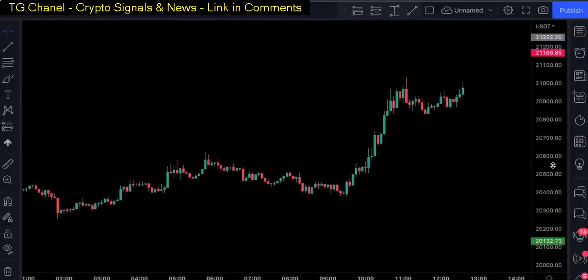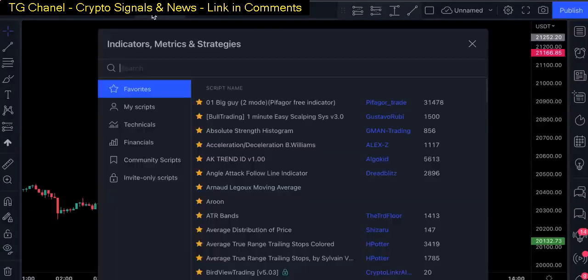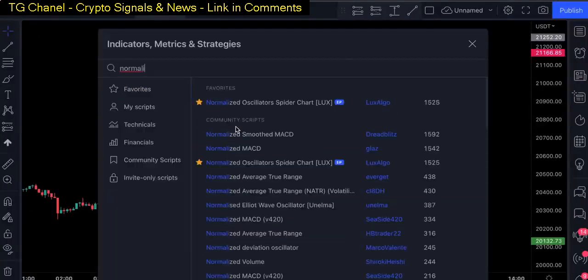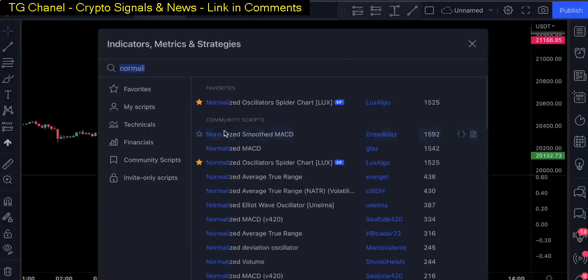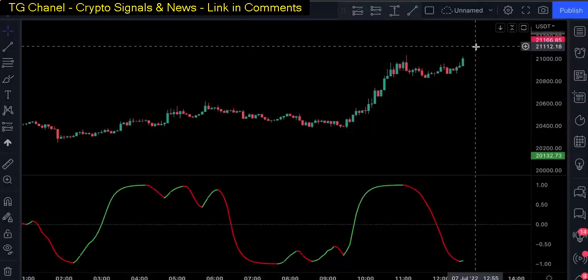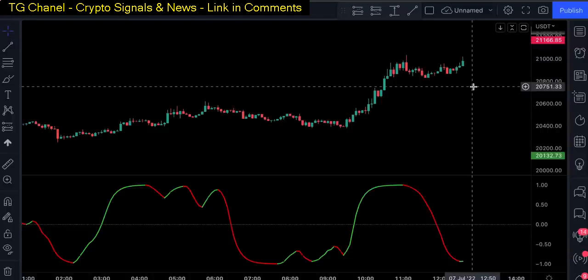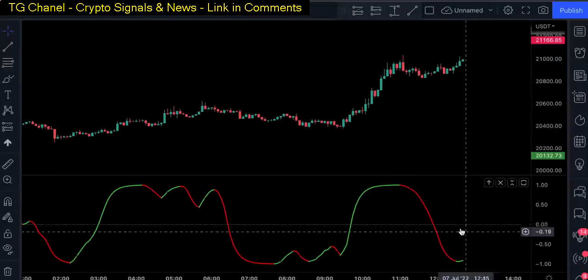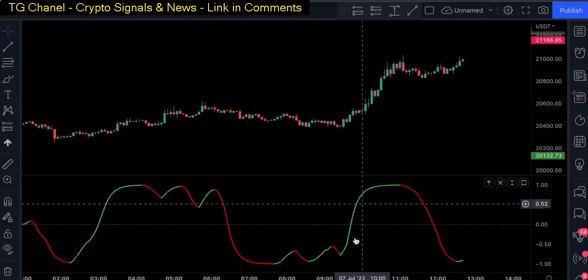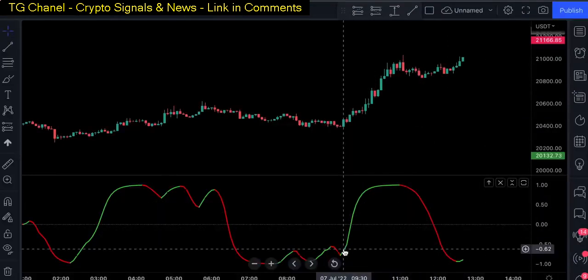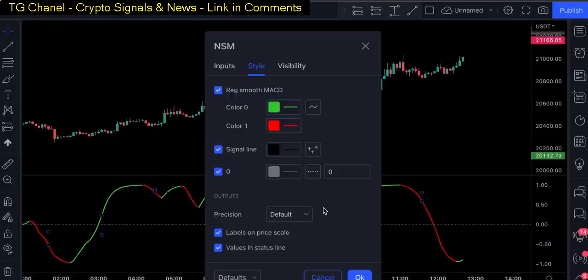Okay, so in third place we've got an indicator called Normalized Smoothed MACD by Dread Blitz. Right away we can see that this indicator looks similar to STC, or Schaff Trend Cycle, and now let's understand what it consists of. First of all we have a zero line, a MACD line, and a signal line. The signal line is colored in black so you can't really see it, but it's not going to be important anyway because we have this colored MACD line.